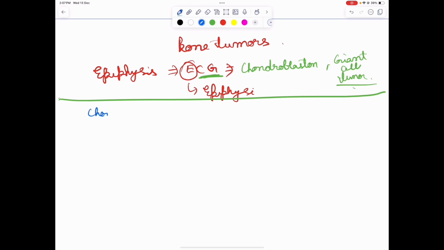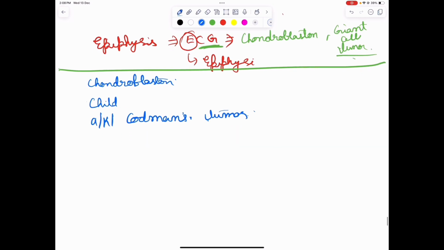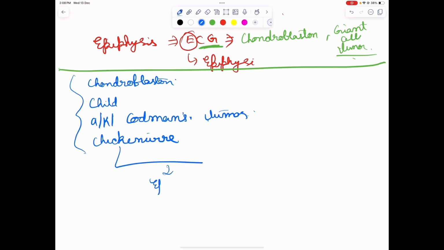Now in chondroblastoma, everything here has CCC, that is chondroblastoma occurring in a child. And remember, this is also known as Codman's tumor. See, Codman's angle is found in osteosarcoma, but here it is Codman's tumor. Now, chicken wire appearance, and that's it. All you have to remember is that all the diseases written here start with C, and we have ultimately epiphyseal involvement.